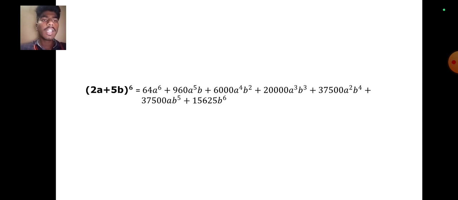Then we get 64a^6 plus 960a^5 b plus 6000a^4 b^2 plus 20,000a^3 b^3 plus 37,500a^2 b^4 plus 37,500a b^5 plus 15,625b^6. These are the components we may generalize.